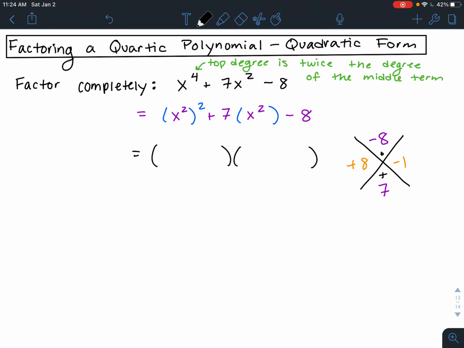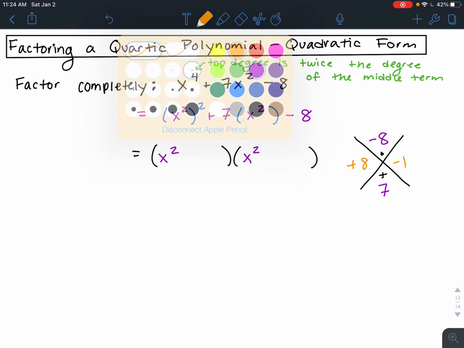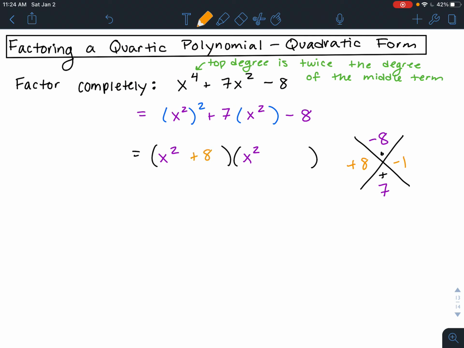So what I'm factoring, I'm going to set up my two binomials, and because there is no leading coefficient, the leading coefficient is 1, I can jump straight to putting my variables in here. So I'm going to put x squared here for both of them, because x squared times x squared would give me back x to the 4th, which is my highest degree. And then we're just going to put in those two numbers that we just found. So +8 and -1.